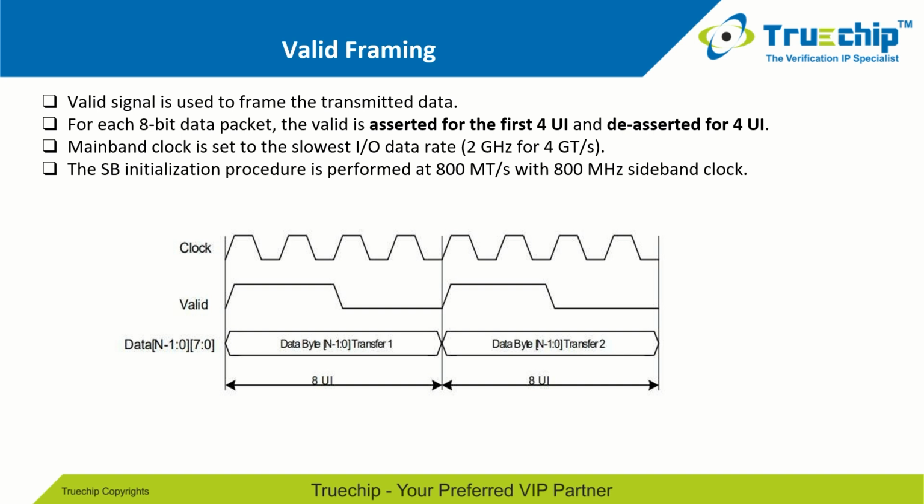Mainband clock is set to the slowest input-output data rate, which is 2 GHz for 4 GT per second. The sideband initialization procedure is performed at 800 mega transfers per second with an 800 MHz sideband clock.